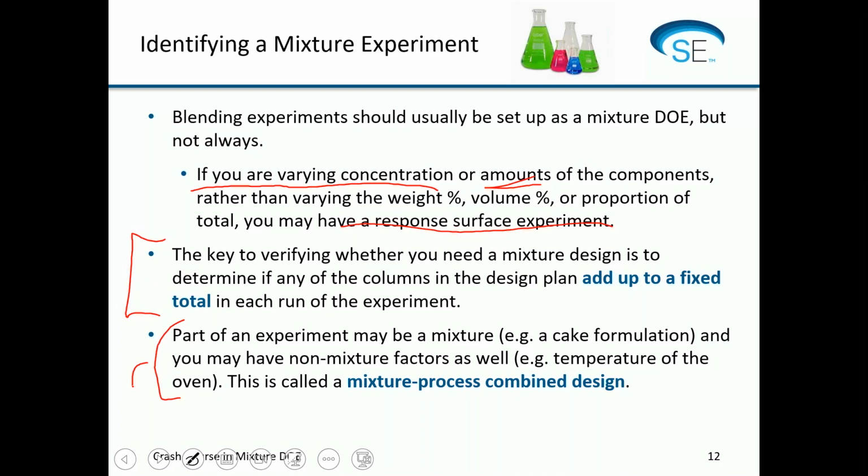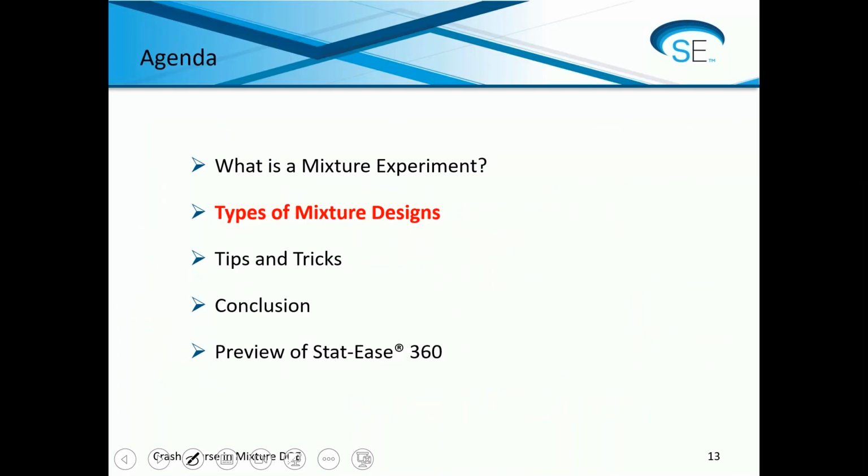It's very common that you have a mixture and you're also processing it under various conditions, and the processing parameters may be interacting with the mixture formulation. So this would be a mixture process combined design. We unfortunately don't have time to talk about it now in this webinar, but we do talk about it in our advanced one and in the live web classes that we put on.